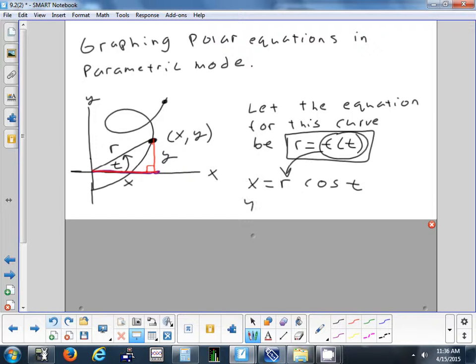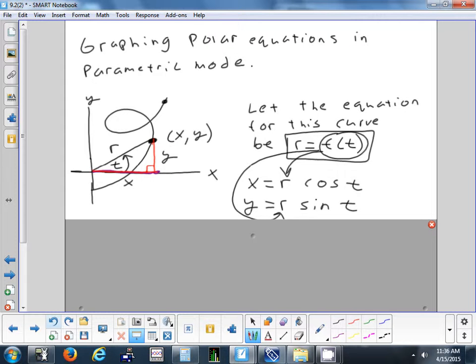Okay, and how about y? How would you get the vertical component of the radius? R sine t. Thank you. Again, you might be saying, well, what's r? We don't know it. You're right, we don't know it, but the formula they give us calculates r because it's in polar. That's the whole point of polar. R equals.